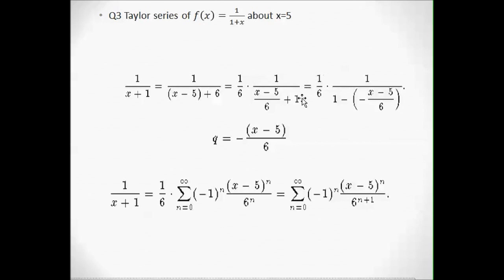Then I need to make things easier to see, because I want the form 1 plus r, so I move the 1 to the front and get a minus, and a negative here, so it can become plus again. So your r is negative (x minus 5) over 6. From that, all you need to do is substitute it into the Taylor series again, and you get negative 1 to the n, (x minus 5) to the power of n over 6 to the n. Do a little bit more simplification and you'll get (x minus 5)^n over 6^(n+1).